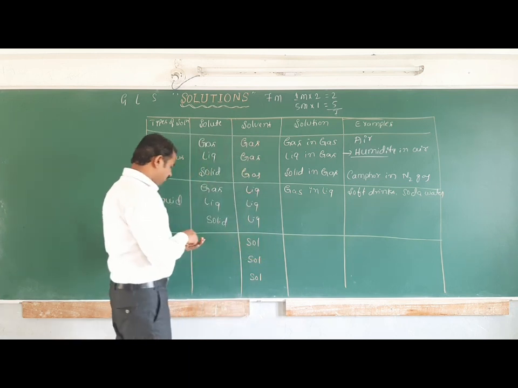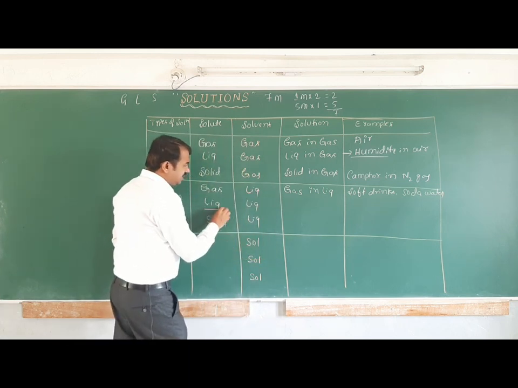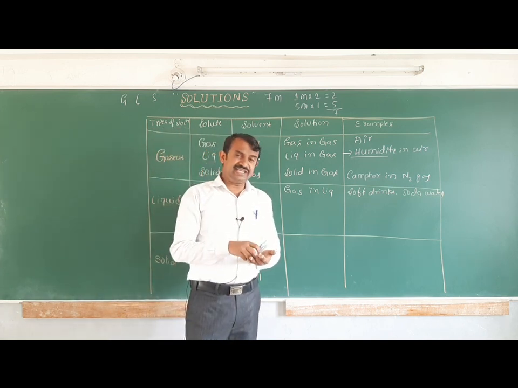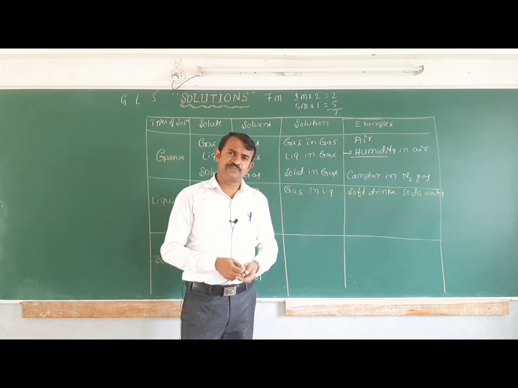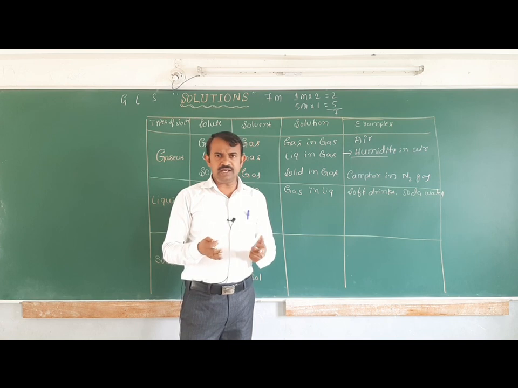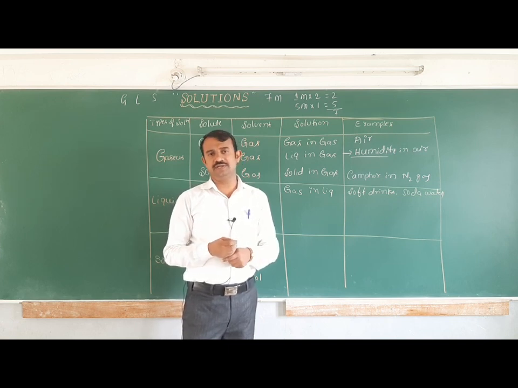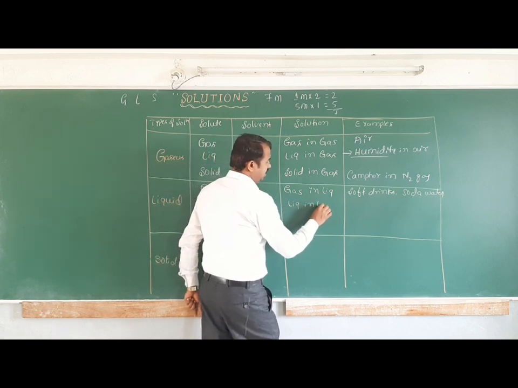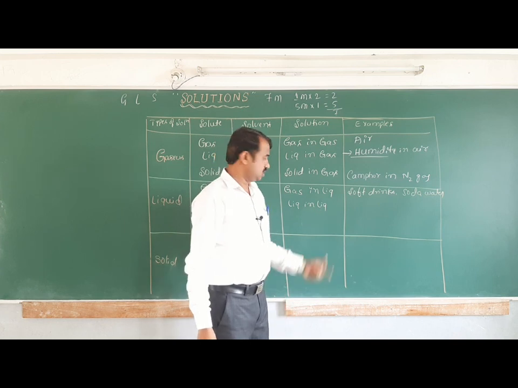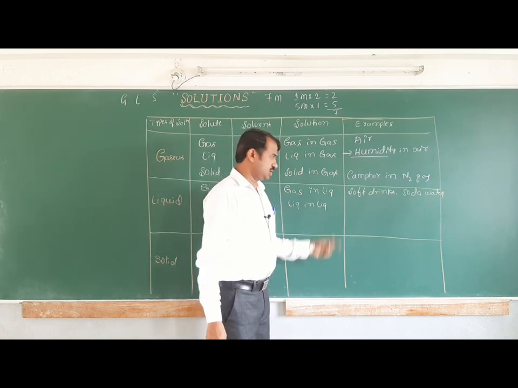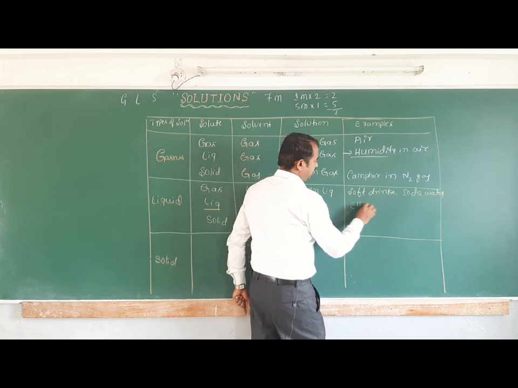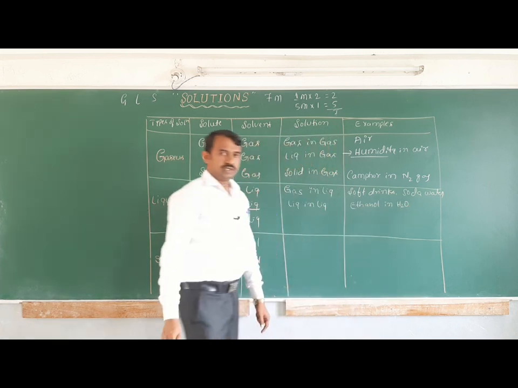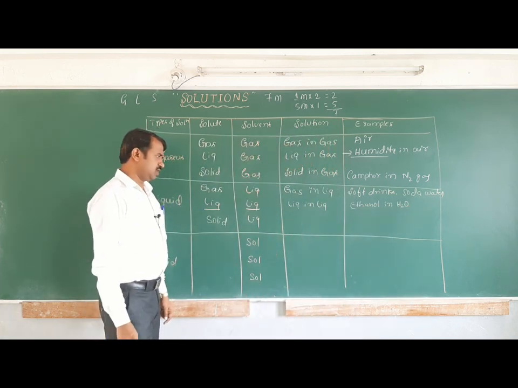Okay, next we will go for liquid dissolved in liquid. Both are liquids, that is a miscible liquid. Ethanol is a liquid, water is a liquid. Ethanol is freely soluble in water, liquid in liquid, liquid dissolved in liquid. Ethanol is easily soluble in water, that is a good example of ethanol in water.